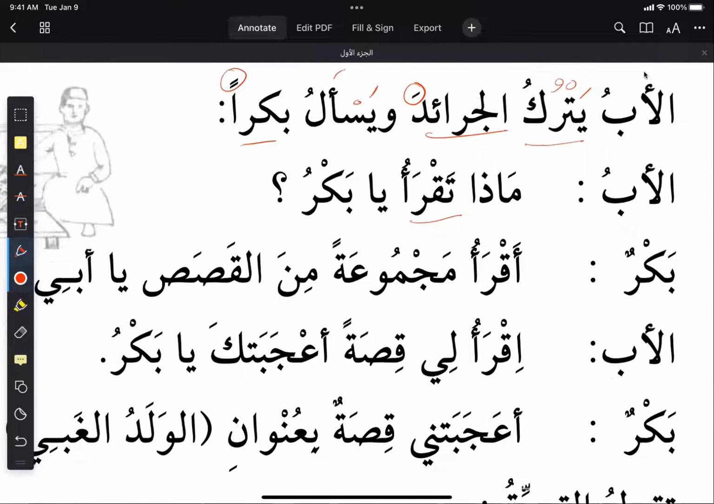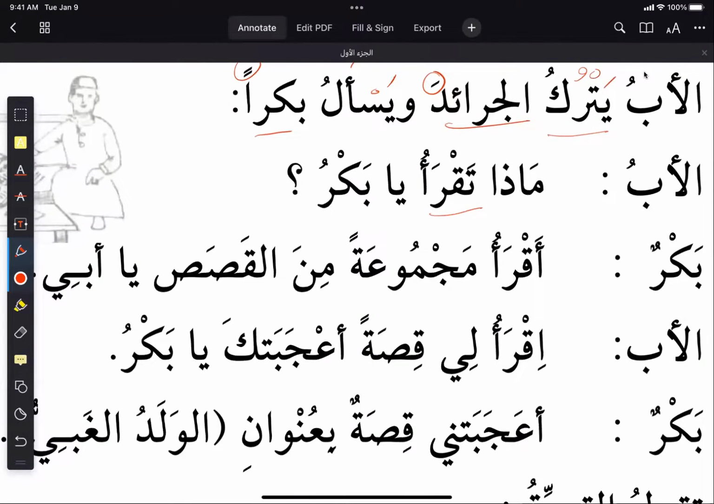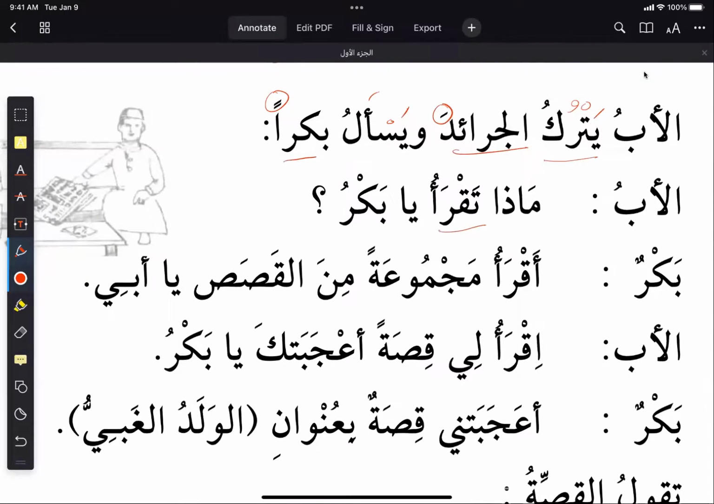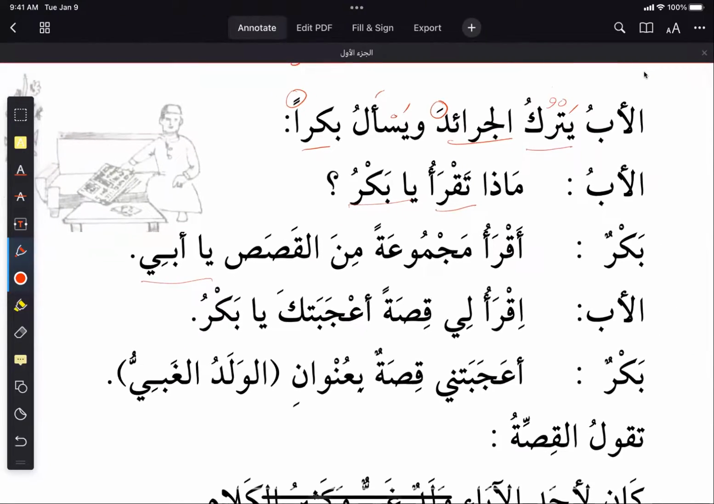Bakr answers, Aqra'u majmu'atan minal qasas, ya abi. Okay, I'm reading a collection of stories. You understand? And I already mentioned to you this concept of addressing someone with ya. It is very polite, a good way of doing these things, like manners. Okay, so when you're addressing somebody, it is very suitable that you address them with ya. Ya abati, you know, in the Quran comes ya abi, ya ibni, like that. So he says, I'm reading now.